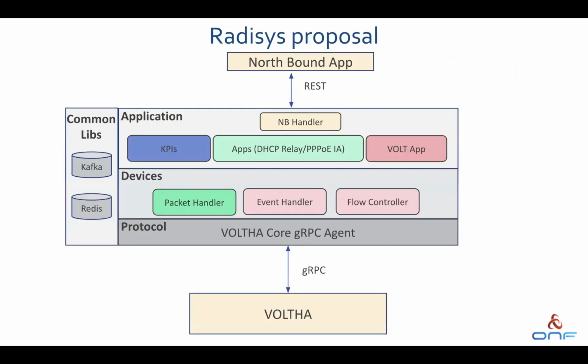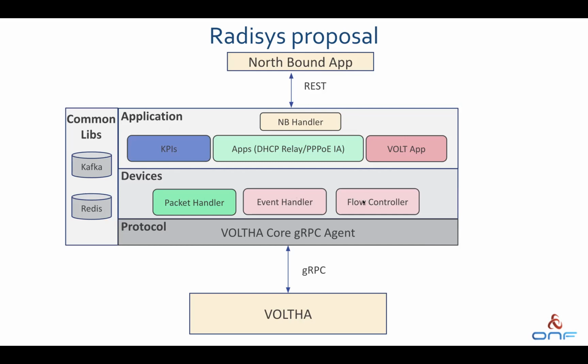So then the second proposal that came going in history here was Radisys. The proposal from Radisys went a little bit of a different direction, in the sense that it condensed every process in the same container. But if you look at the logical elements that are here, that are different colored boxes, they are pretty much the same as what ONF had, with, again, Kafka and Redis as a database, packet handling, event handling, flow controlling.